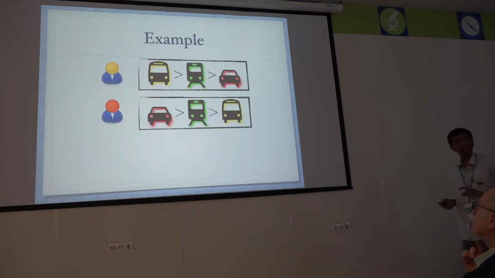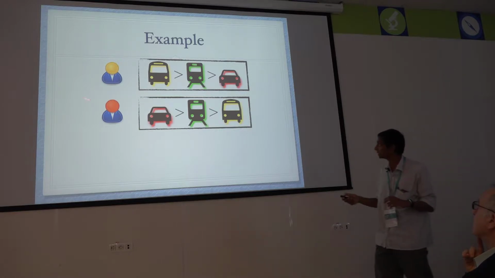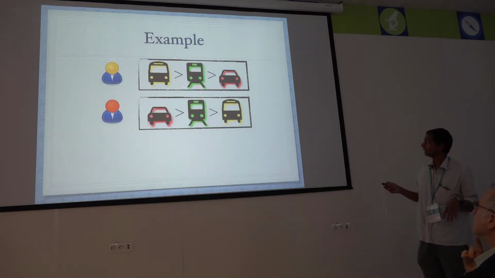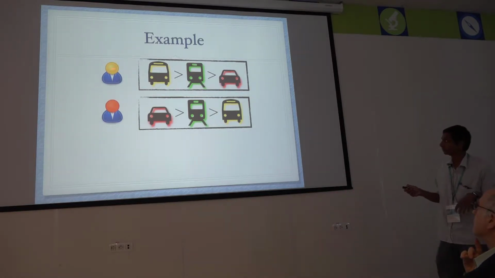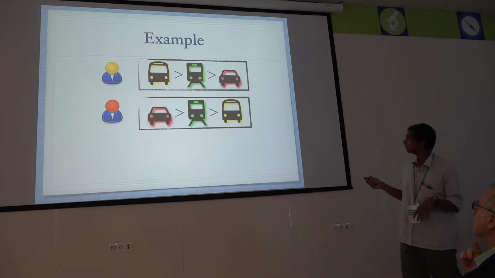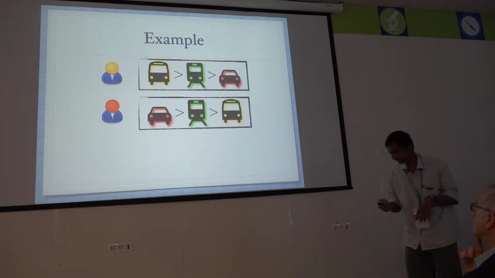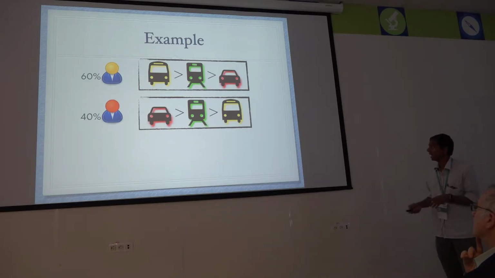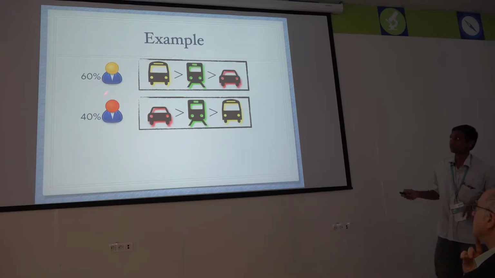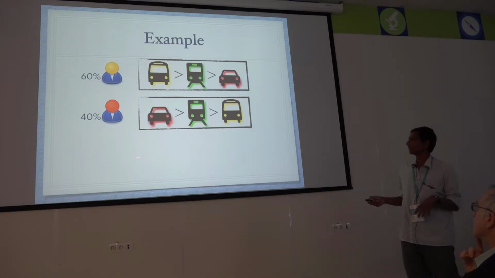Okay, here is a more concrete example. So you have two users, the yellow and the red, and you have three choices. Now the yellow user prefers the yellow bus over a green train over a red car, and the red user prefers a red car over a green train and a yellow bus. Okay, these are two users. And suppose the distribution of the users is 60% yellow users and 40% red users.